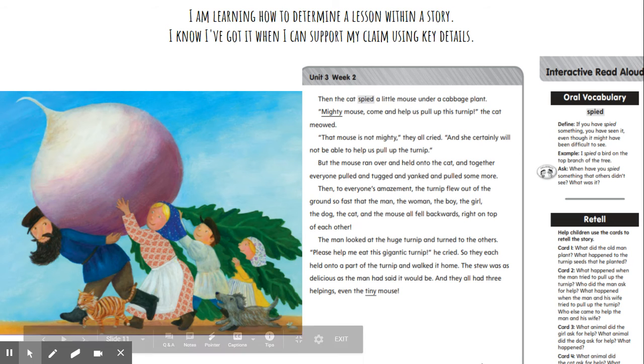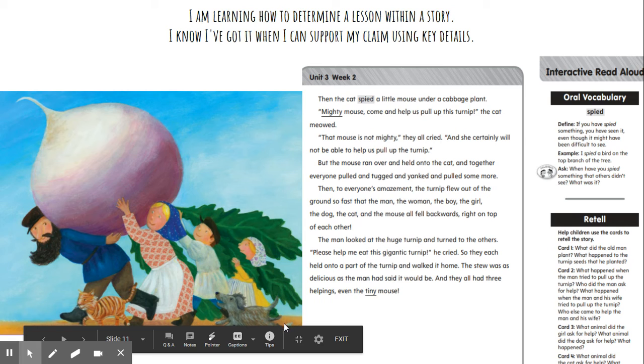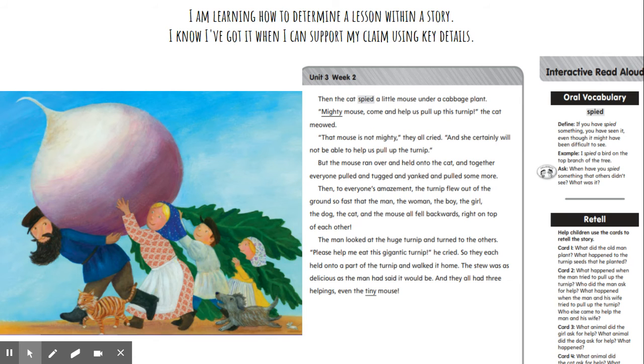If you're having trouble finding the mouse, he's down here. And in a second, when I move my mouse away, you'll be able to see him. He's down at the very bottom. What do you think is going to happen? Look at the picture.